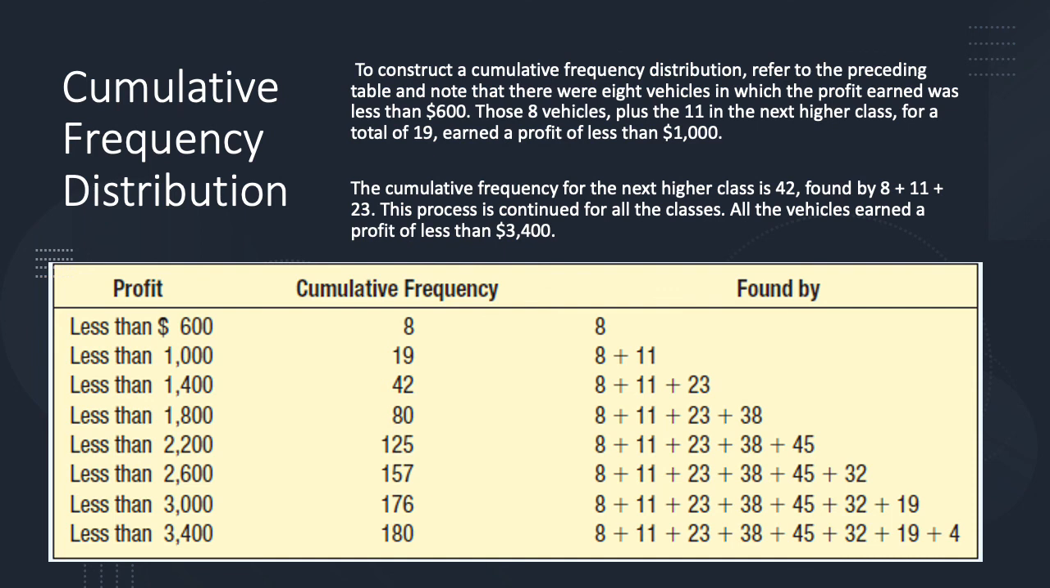That means that the second class includes the 11 sold in the second class group that we found before, plus the 8 that were sold for less than 600. By the time we get to less than 3,400, that should be exactly equal to 180, or our n, the number of observations. Let's see how this is plotted.